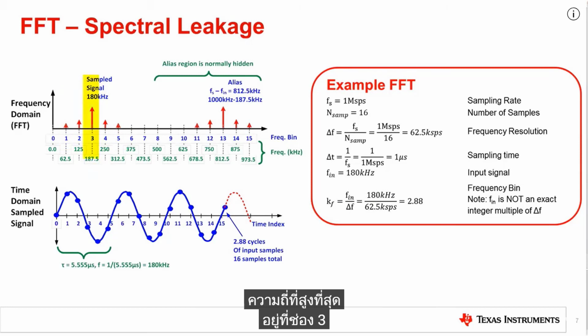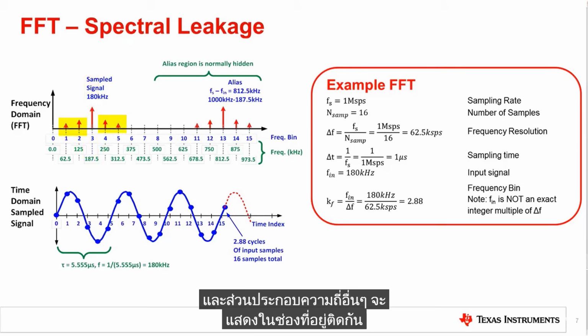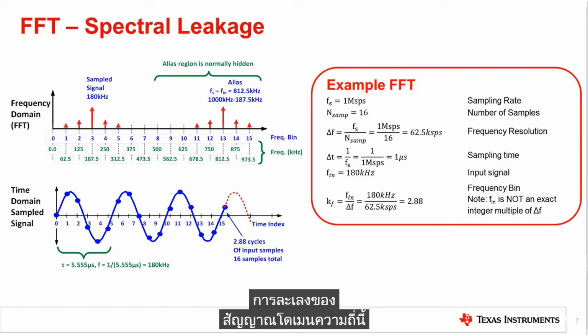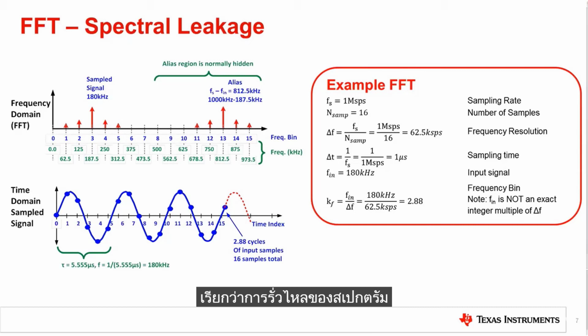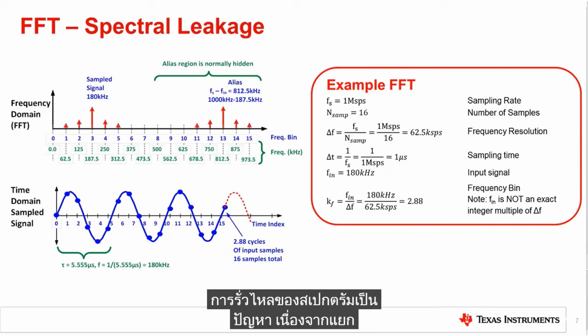The tallest frequency component is located at bin 3, and other frequency components show up in adjacent bins. This smearing of the frequency domain signal is called spectral leakage. Spectral leakage is problematic as it is indistinguishable from noise near the signal.